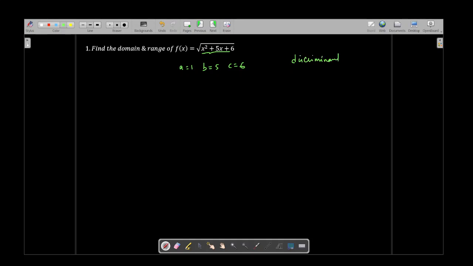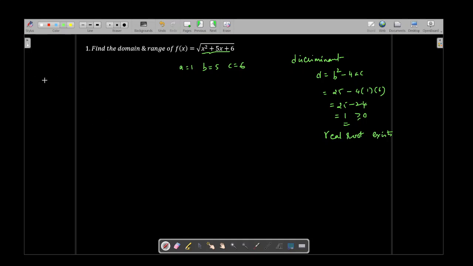Discriminant d is equal to b square minus 4ac. This we all know. b square is 25 minus 4 into a is 1 into 6. So 25 minus 24, which is 1, which is greater than or equal to 0. So it means real roots exist. Once we know the real roots exist, let us find the roots.